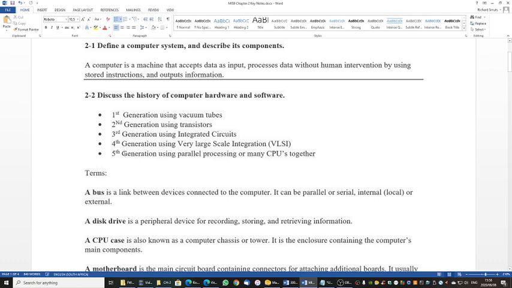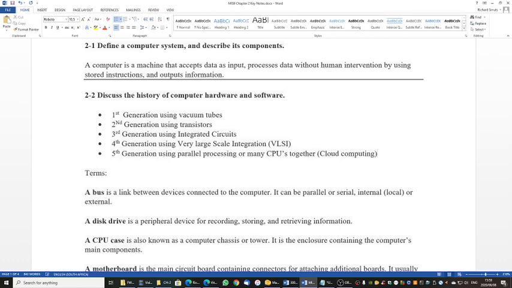The 5th generation that we are using today uses parallel processing. You may have heard of cloud computing, which is very popular today. You get cloud computing, which is many CPUs used together, which is even beyond parallel processing, and your computer sits on what they call the cloud. So it is virtual computing.